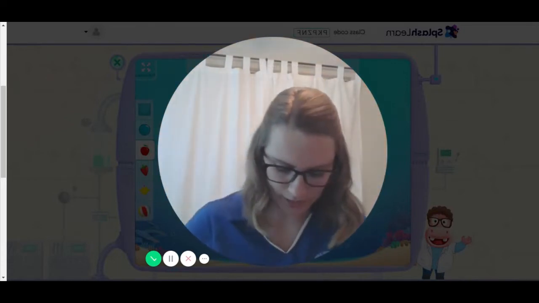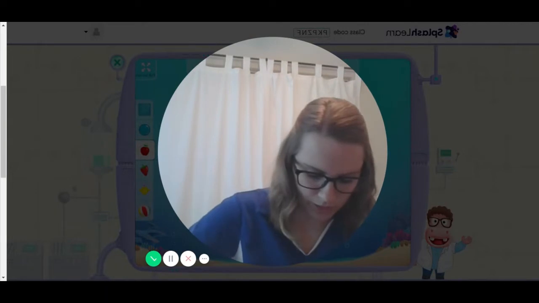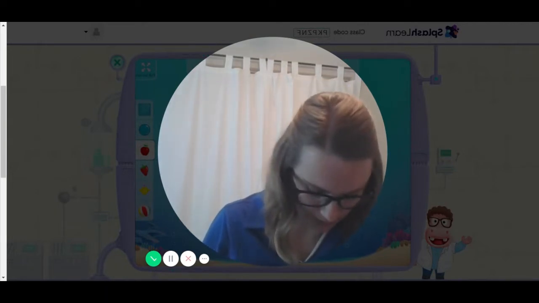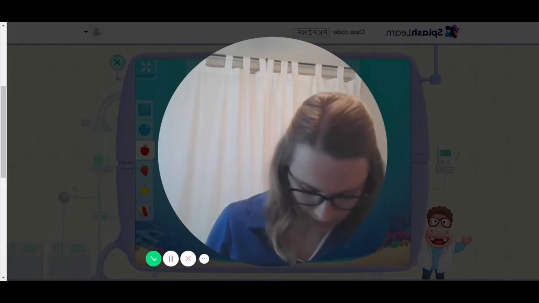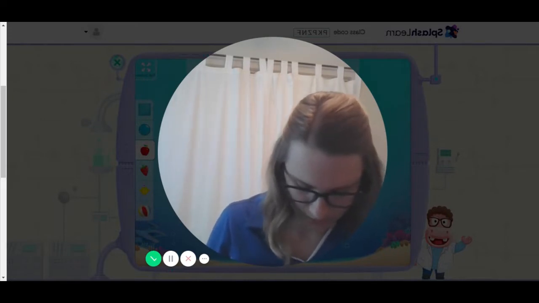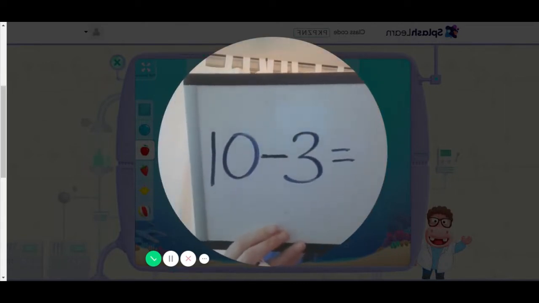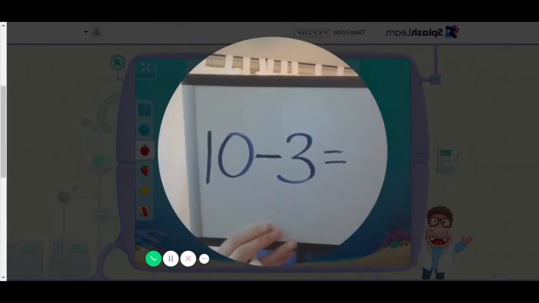Okay, so our next problem is we're going to use all 10 fingers again because it starts off with the number 10. Let's do 10 minus 3. So this is the problem we're working on next. 10 minus 3.